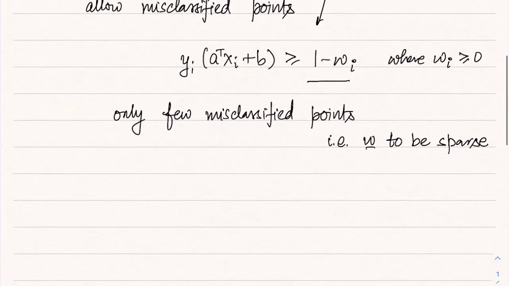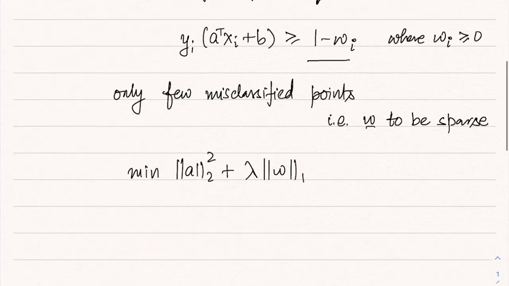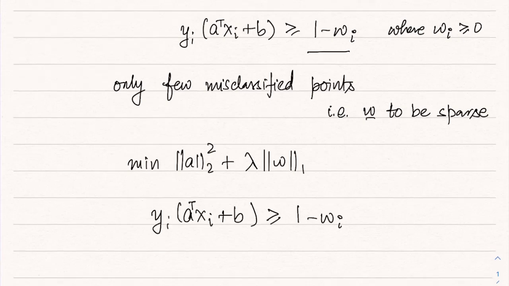So therefore the problem becomes: minimize the L2 norm of A, maybe we can use the square here, plus lambda times the L1 norm of W, subject to yi times (A transpose xi plus B) greater than or equal to 1 minus wi, for i equal to 1 to n. And an additional constraint is that wi is greater than or equal to 0. So this optimization problem is with respect to the vectors A and W and the scalar B.